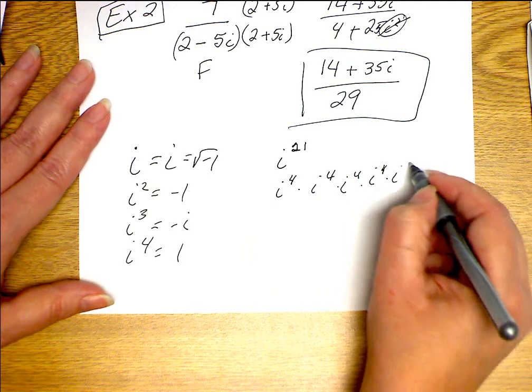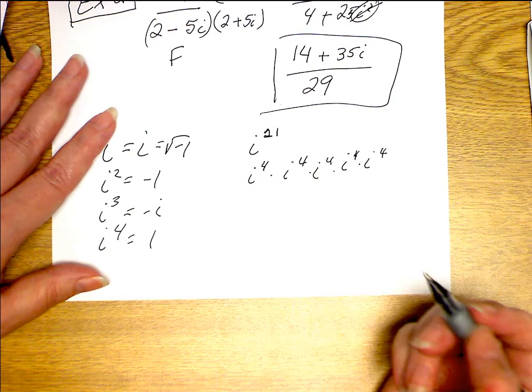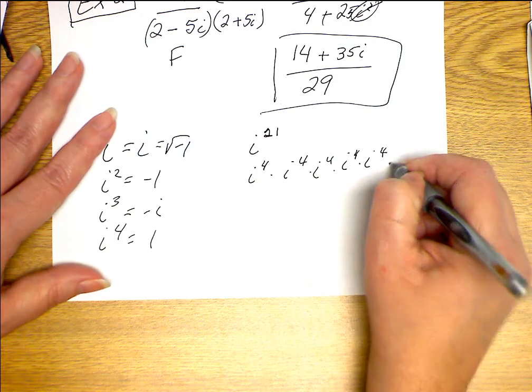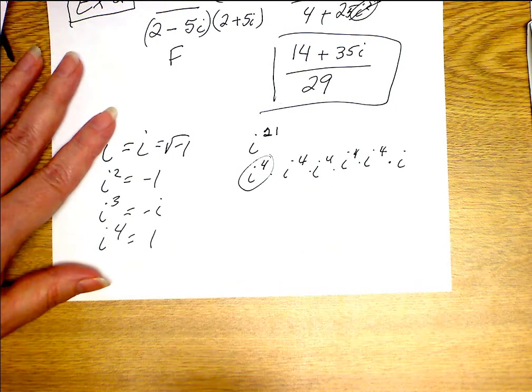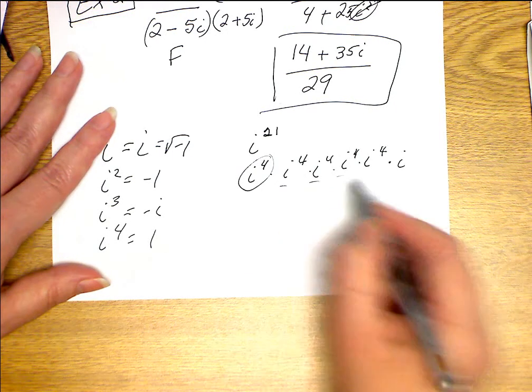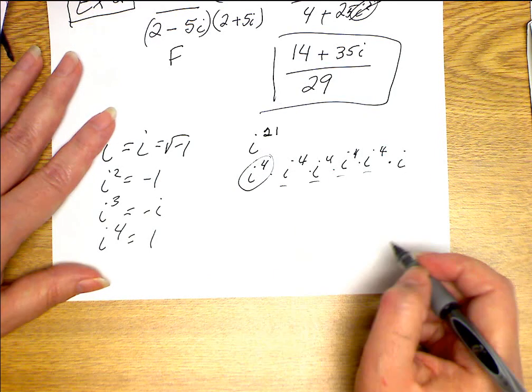And how many are left over? We have 20 right now, so 1 left over. What is this? 1, right? This is 1, that's 1, that's 1, that's 1. So 1 times 1 times 1 times 1 times 1 times i is i, right?